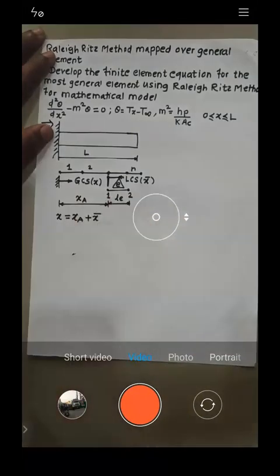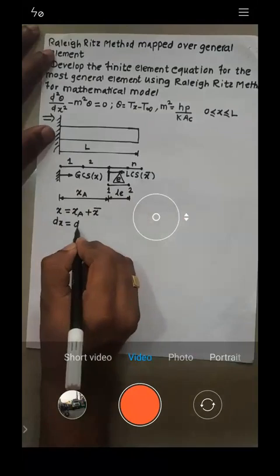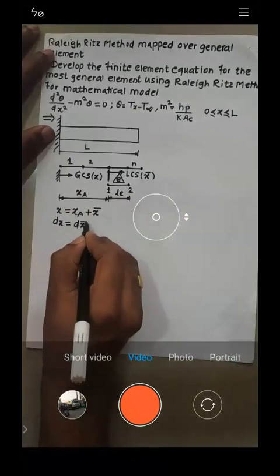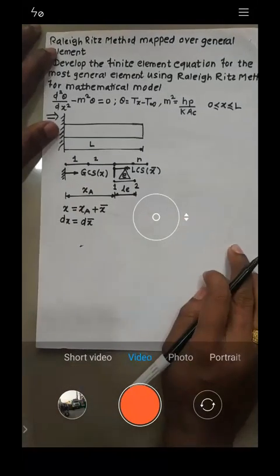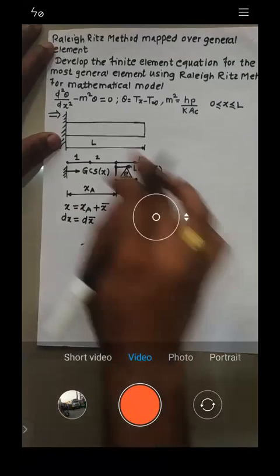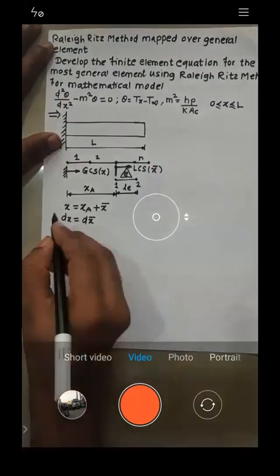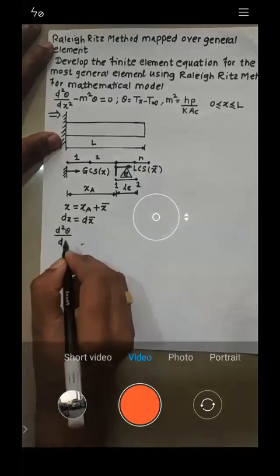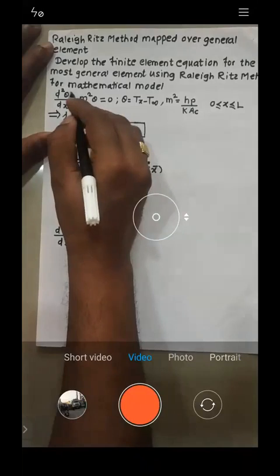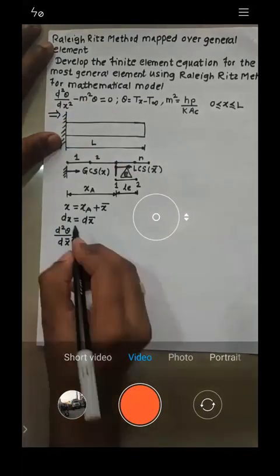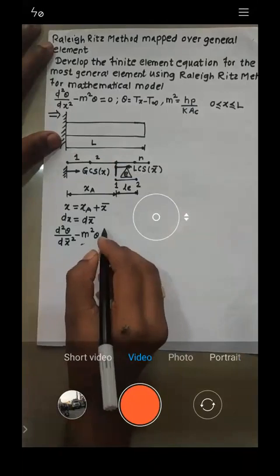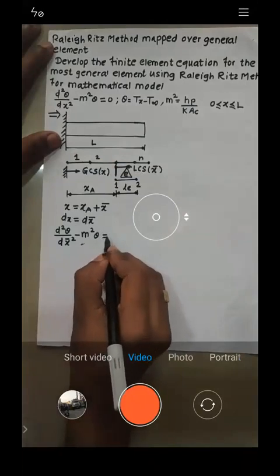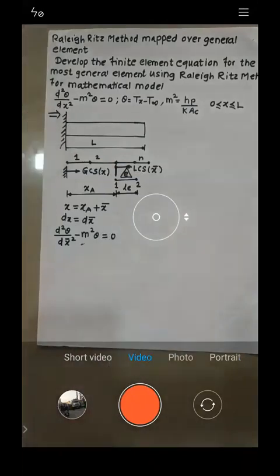So if you take the derivative dx, its derivative becomes dx bar, right? So in this equation, d square theta by dx bar square, here it is x but I need to replace it by x bar, minus m square theta is equal to 0. Is it okay? Yes, sir.